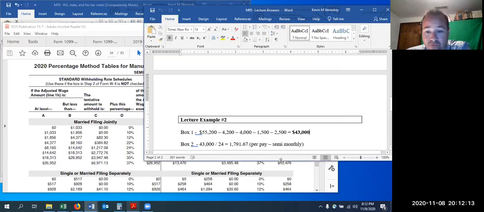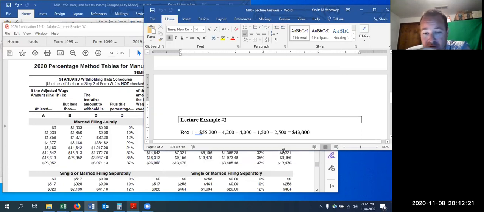Oh, sorry, I forgot to do something. I forgot the 2,300, that's important, and I'm glad I saw this. What I did is I just simply took this amount and divided it by the 24 pays. I don't want to do that actually, because that's the gross.